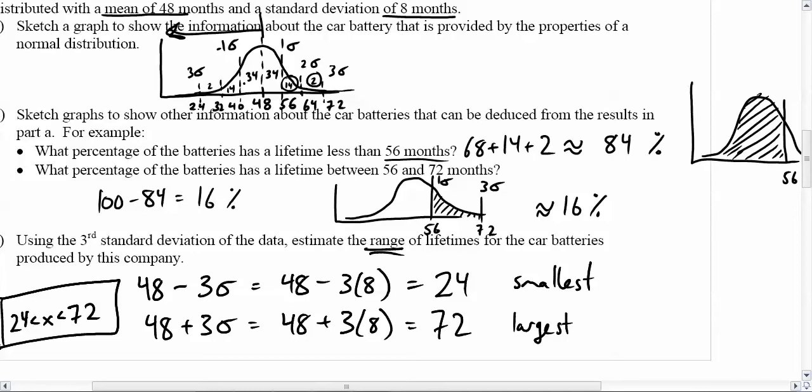Any questions? Okay, so on the second page, I'm asking the question now, what if we wanted to find out how long they last between 48 and 54 months? Like, what's the percentage of batteries that have a lifetime from 48 to 54? Oh, this is an approximate range.